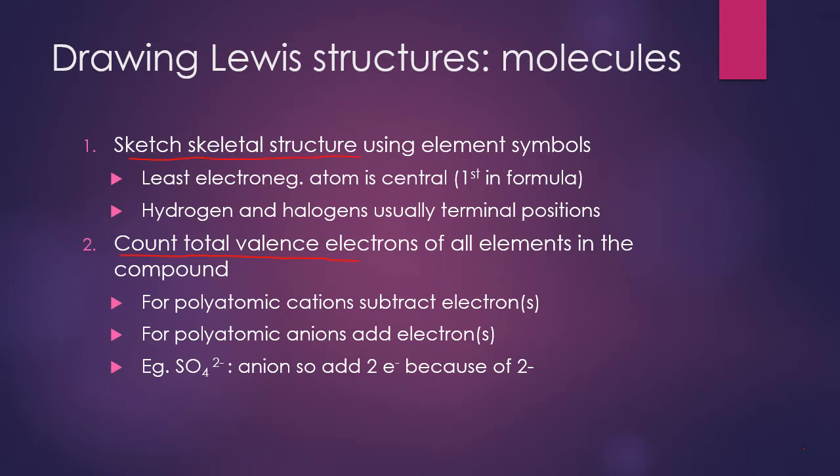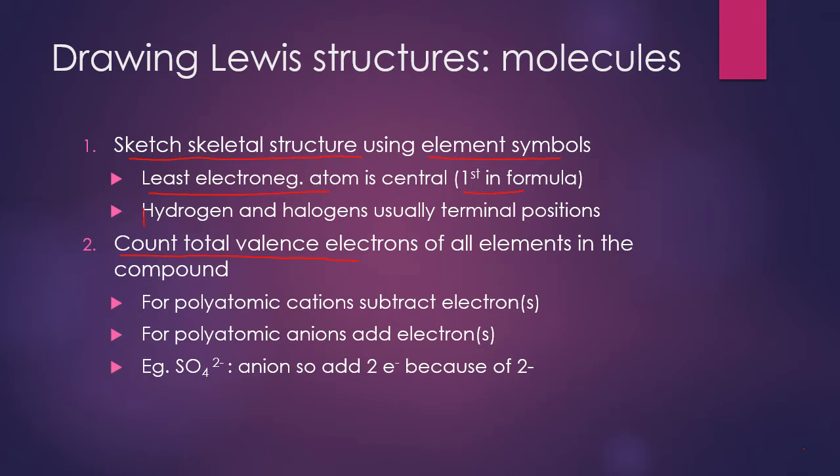element symbols. In this lab you're going to be given the compound name. From that name, you're going to figure out what the chemical formula looks like, because the chemical formula is going to consist of the element symbols and how many of each of those atoms are present. You're going to start drawing the skeletal structure by putting the least electronegative atom in the center. Now, 90% of the time, this is going to be the first atom in the chemical formula. Not always, but most of the time.